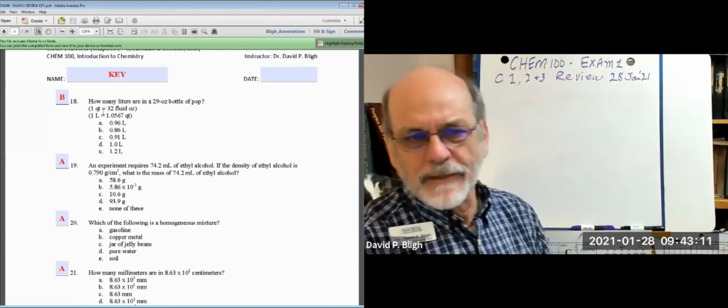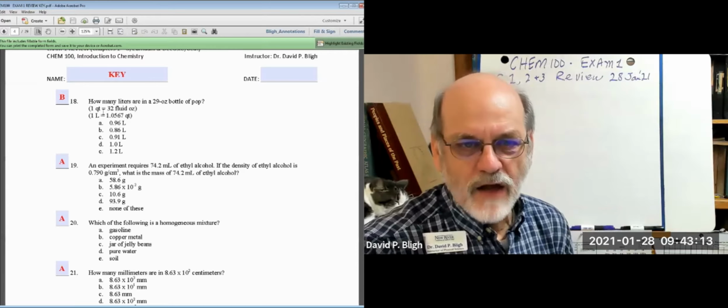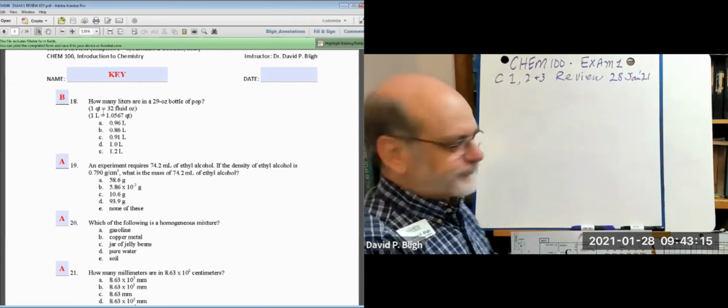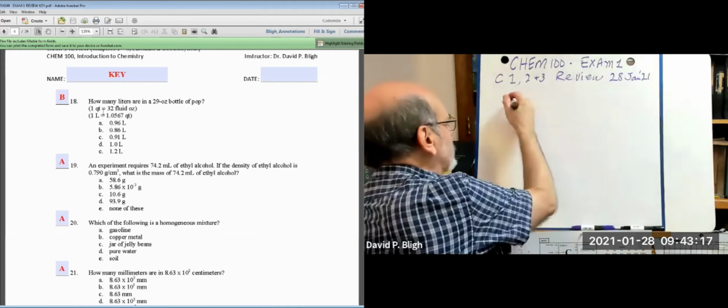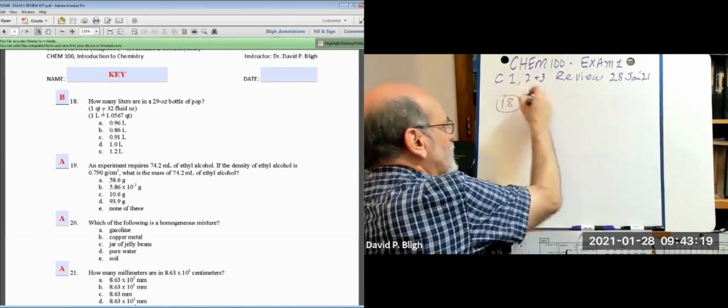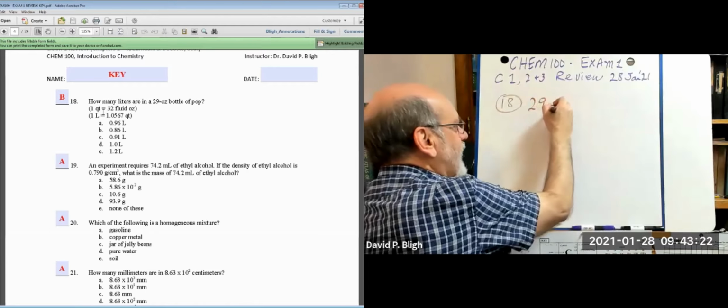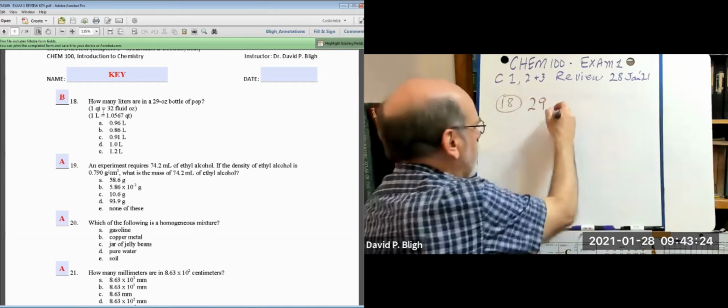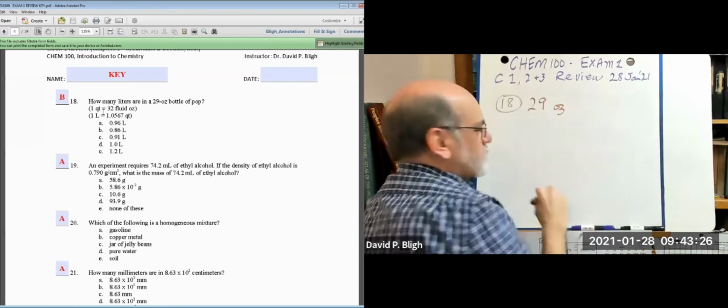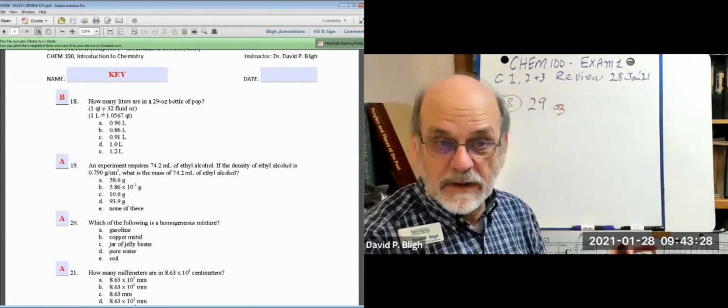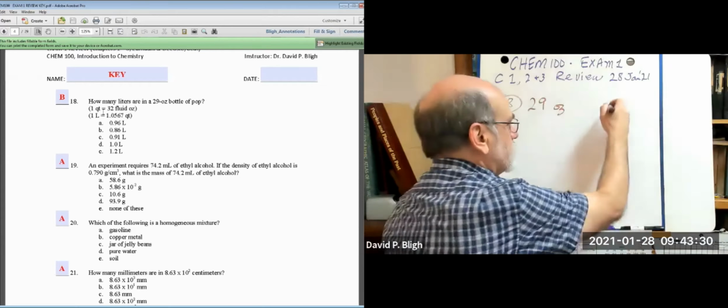18, okay. How many liters are in a 29-ounce bottle of pop? Okay, 18. So we've got 29 ounces, a volume, and we want to convert it to liters.